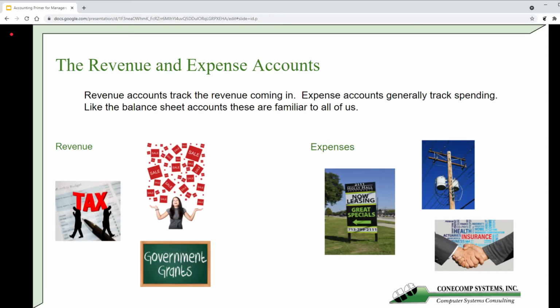Now, what affects the asset accounts and liabilities? They're heavily influenced or impacted by the other two classes of accounts. And these are the revenue and expense accounts. And these accounts, like assets and liabilities, mean exactly what you probably think they mean. Revenue accounts keep track of money coming into your organization. Expense accounts generally track money leaving your organization or your spending.